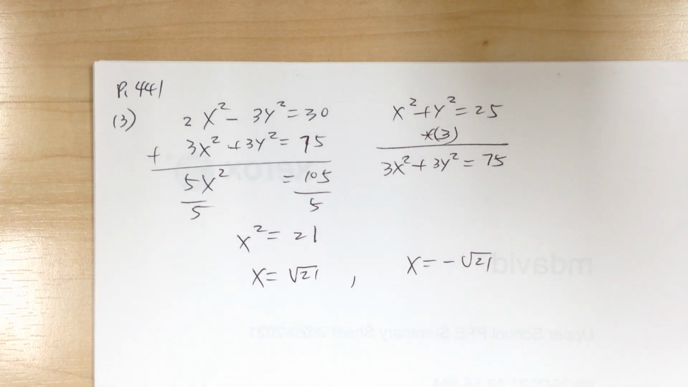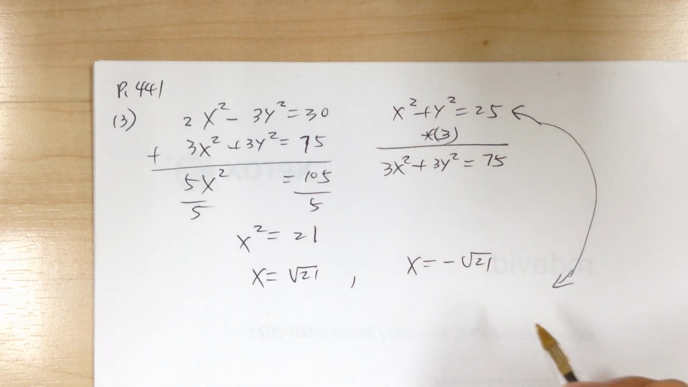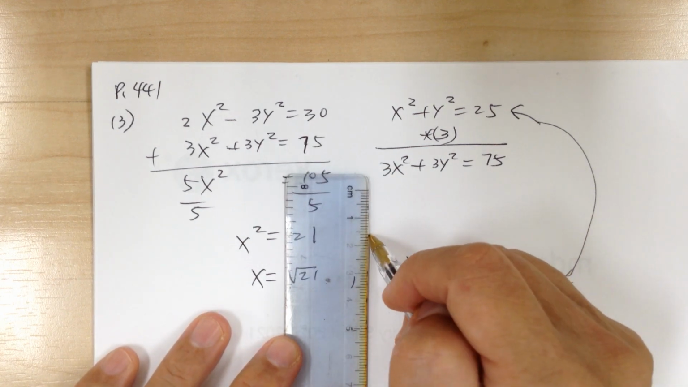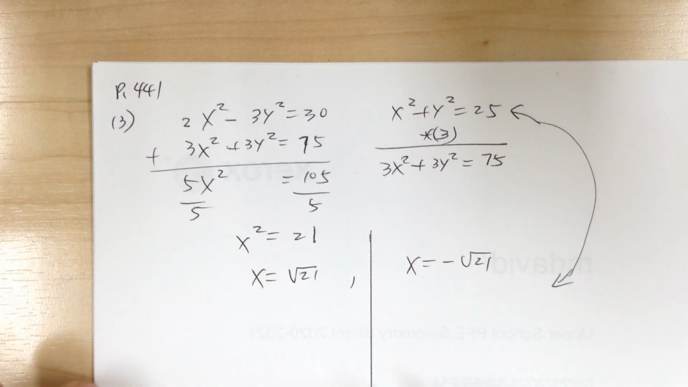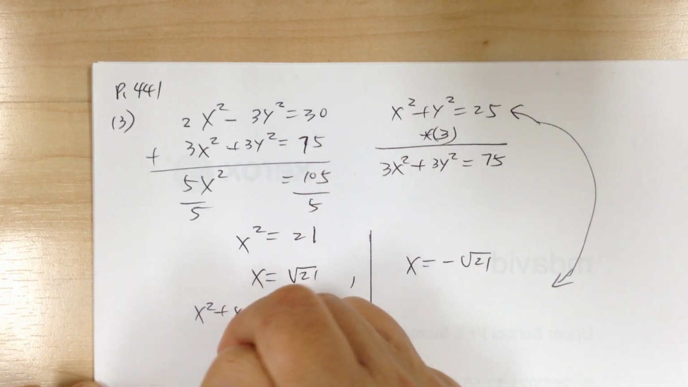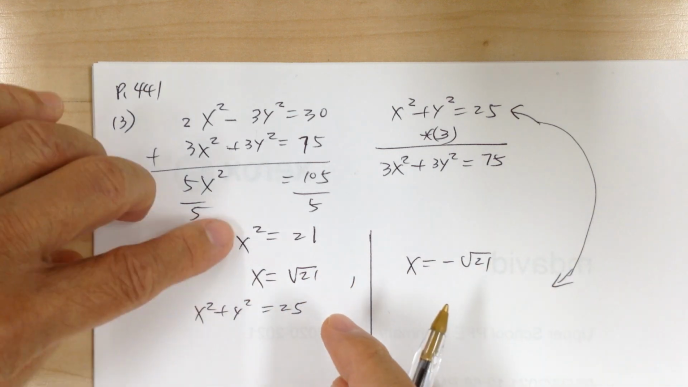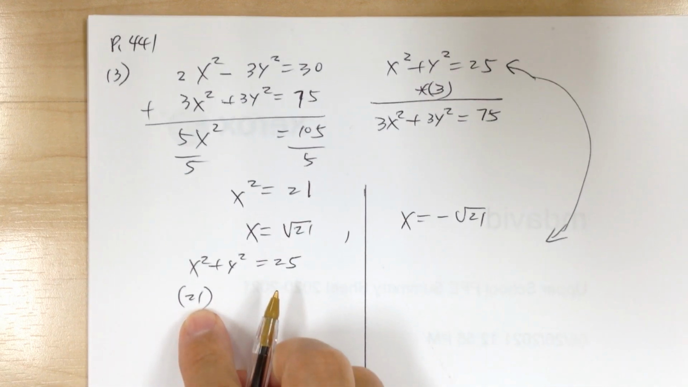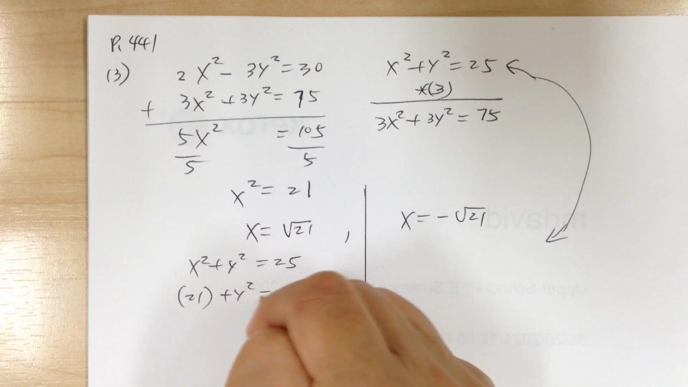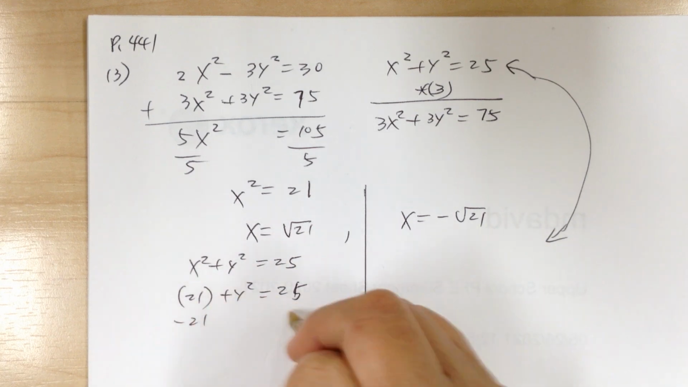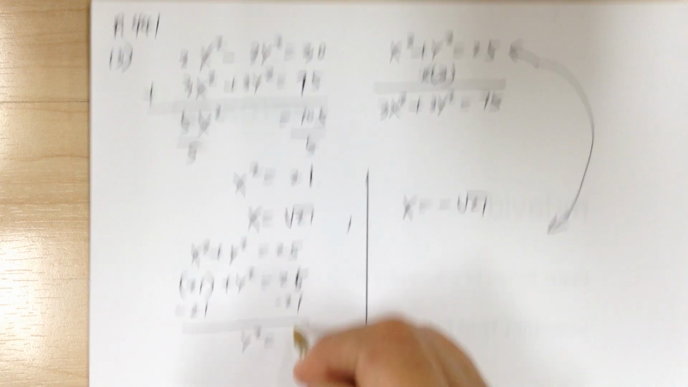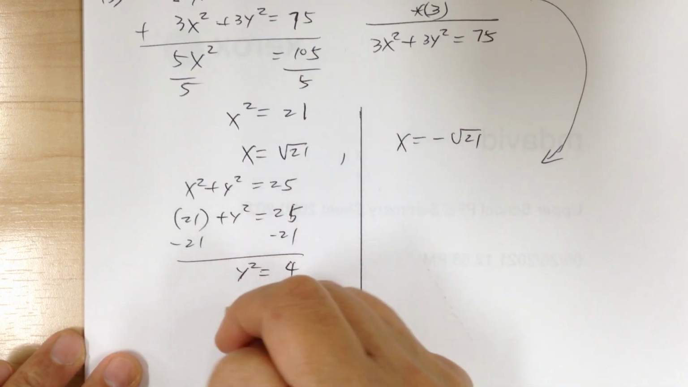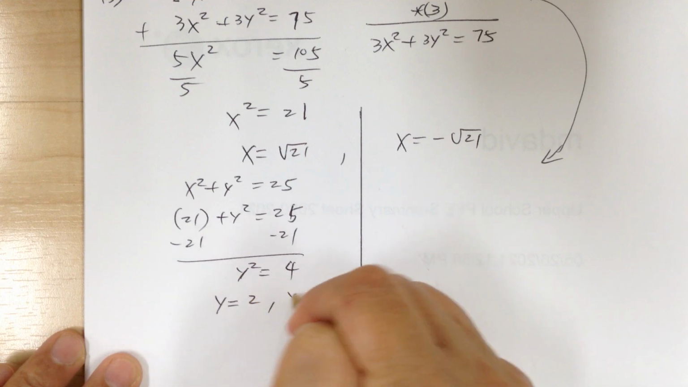So then after that, I'm going to use this equation over here, because that's the easiest equation. Okay, so I got two columns, so you got to do both. For this column, I got x squared plus y squared equal to 25. And see, I already have the x squared. X squared is 21, so I can substitute, right? And whatever you substitute, you put in parentheses. That way you know that that is the number that you substitute. Okay, so minus 21 on both sides. So y squared equal to 4. So take the square root. So you're going to get y equal to 2, y equal to negative 2.